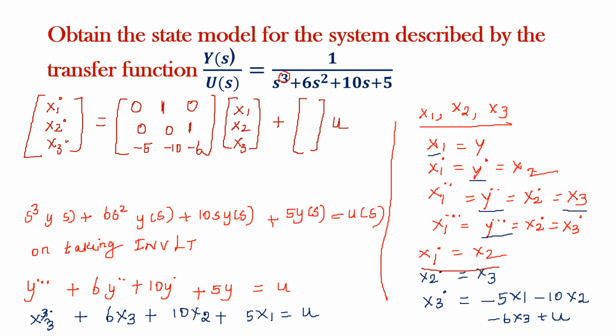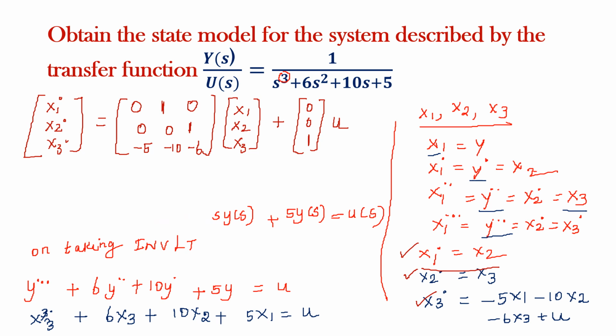In the first equation there is no u term, so put 0. For the second equation also there is no u term. But the third equation has the input u, that is 1. Put the value as 1. So this is the state equation.